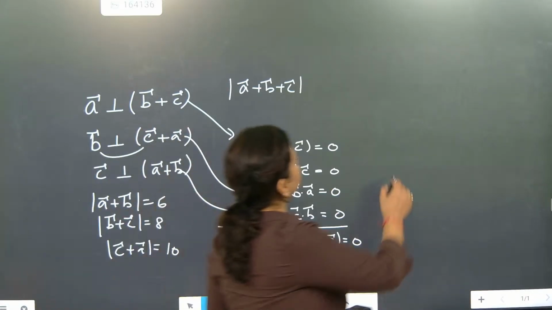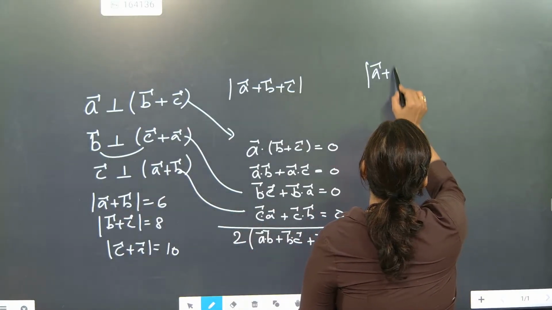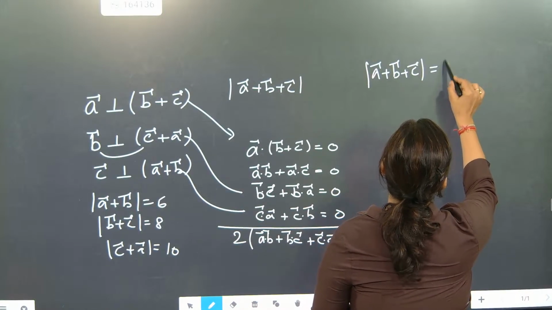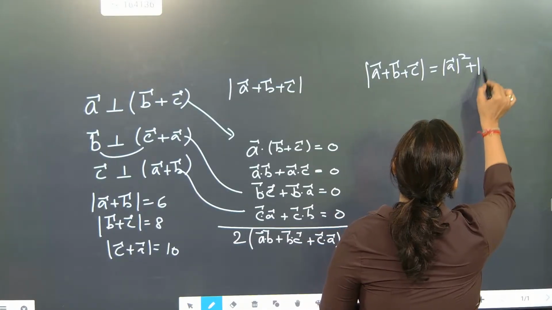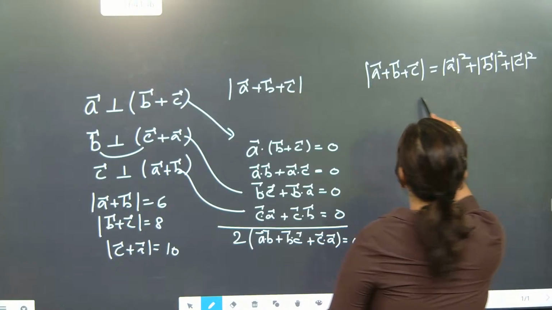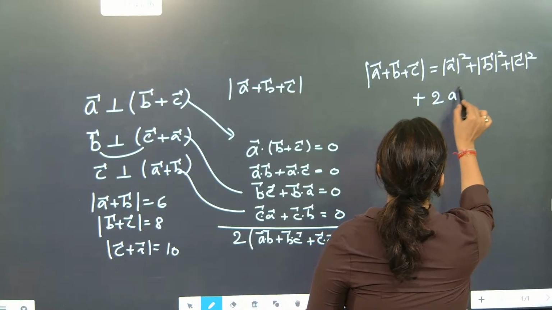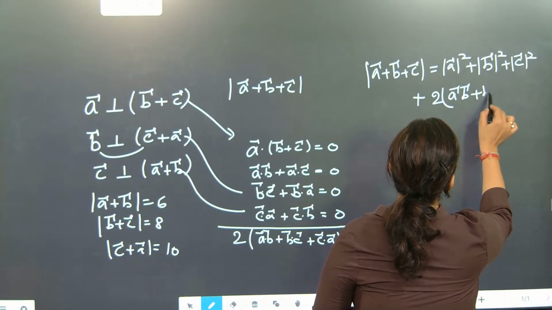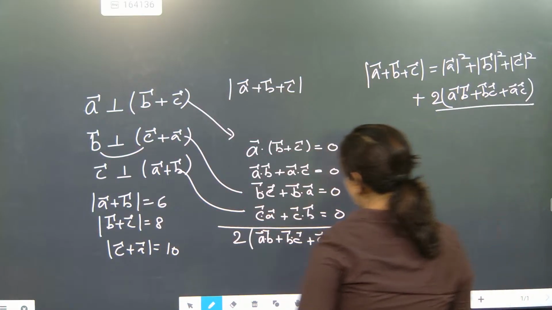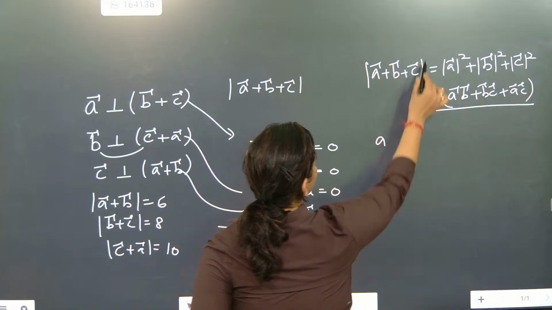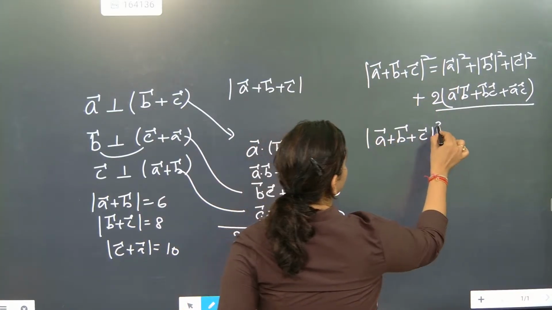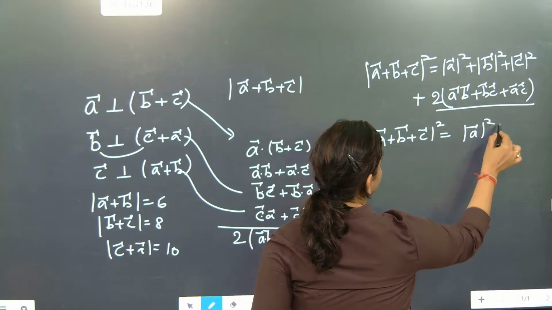So that means what, beta? When we get the magnitude of A vector plus B vector plus C vector, what can we write? This magnitude whole square, plus this magnitude whole square, plus this magnitude whole square, plus 2 times of (AB plus BC plus AC). Now this part we have already proved equal to 0. So that means the final conclusion will come: this square is equal to only the existing section, this.